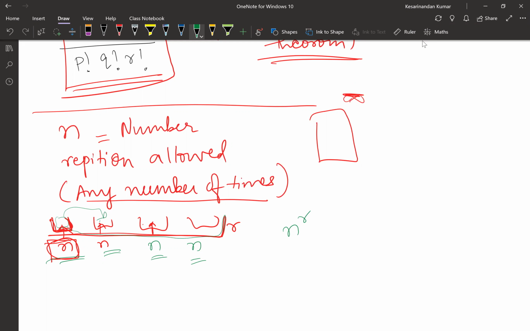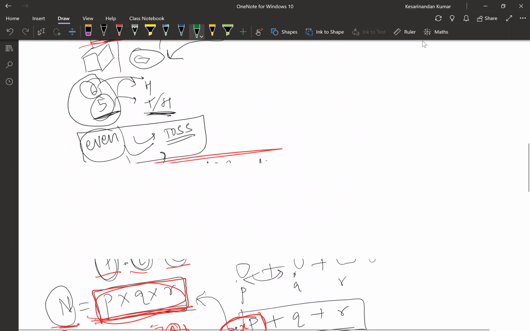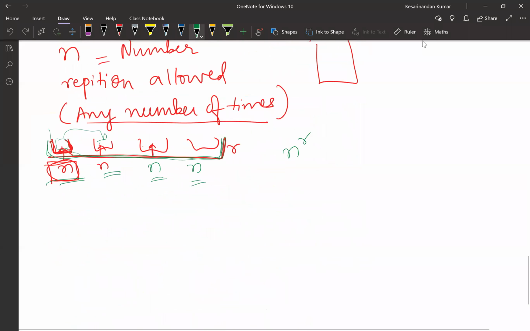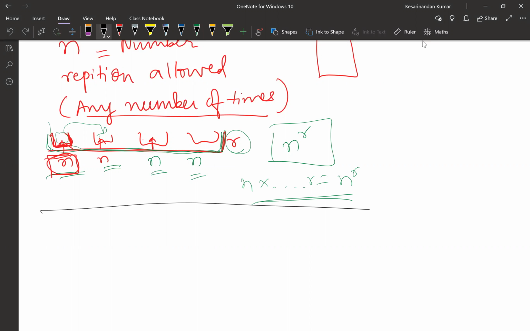And this total experiment, since it's a single experiment, what I will do is use the multiplication principle. So n into n into n, how many times? r times. So it will be n into n into n, r times, which is basically equal to n raised to r. Anybody, any doubt? Okay, let's move forward then.